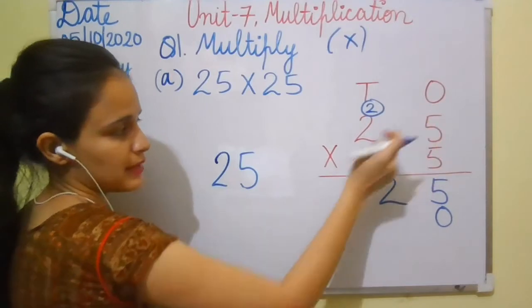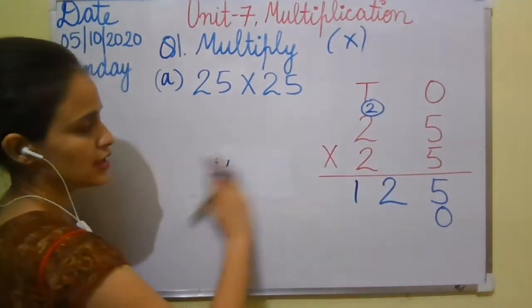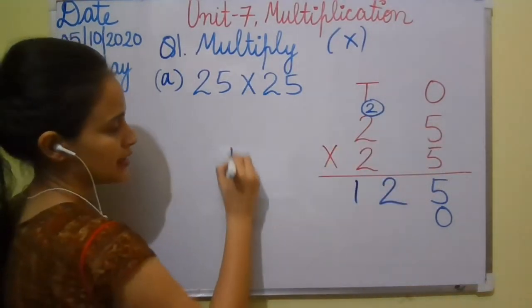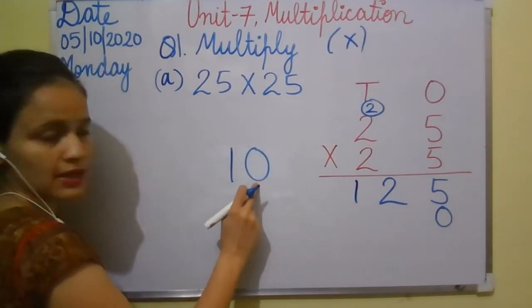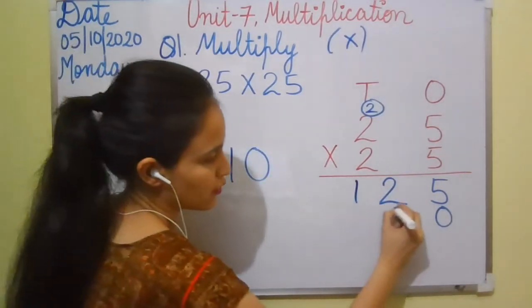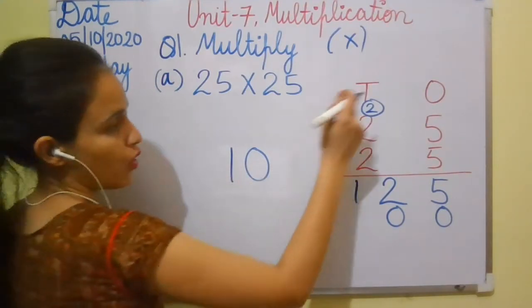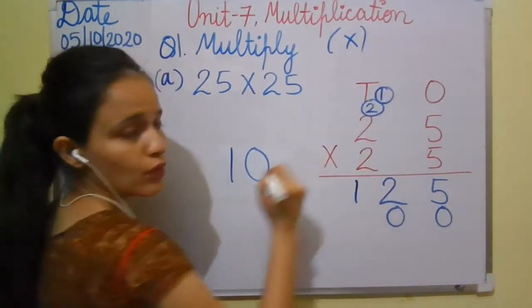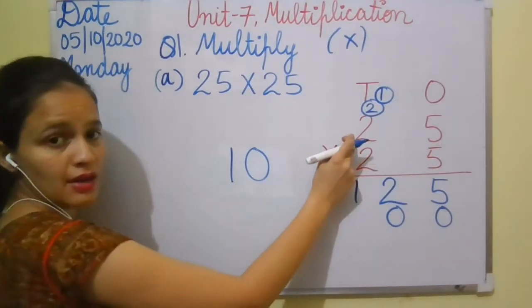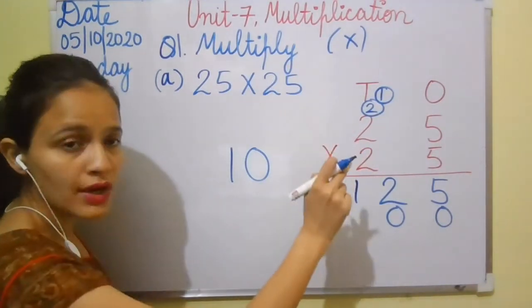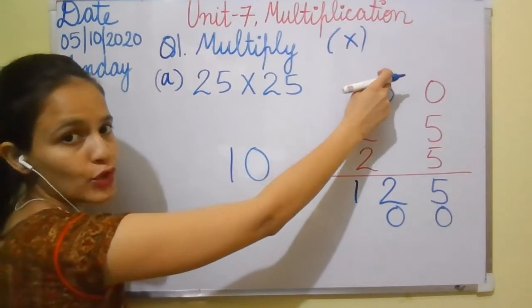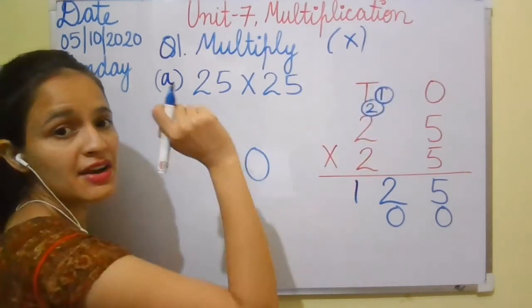2 5s are 10. Okay, so in 10, the digit in ones is 0. So 0 will remain here, and 1 will go up as a carryover. Now 2 2s are 4, and 4 plus 1, the carryover that came up, is 5.